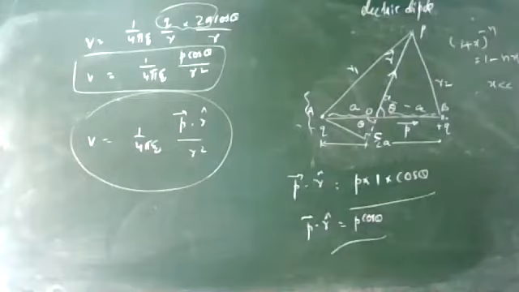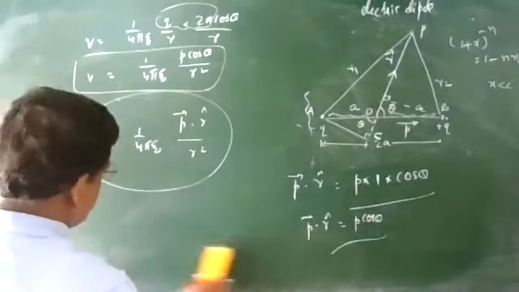Depending upon the value of theta, you may get different values. Suppose theta equals 0, where will the point be?